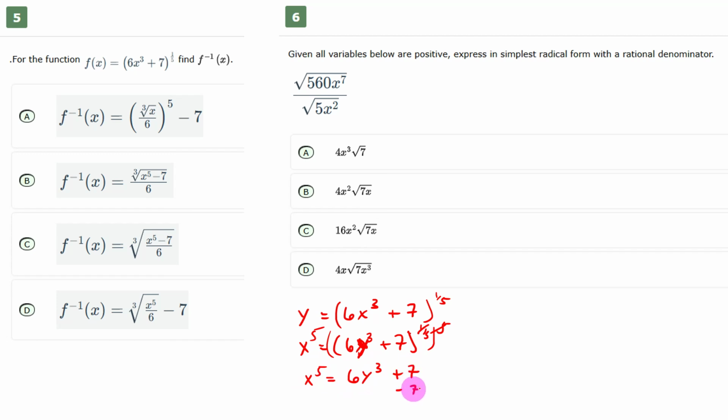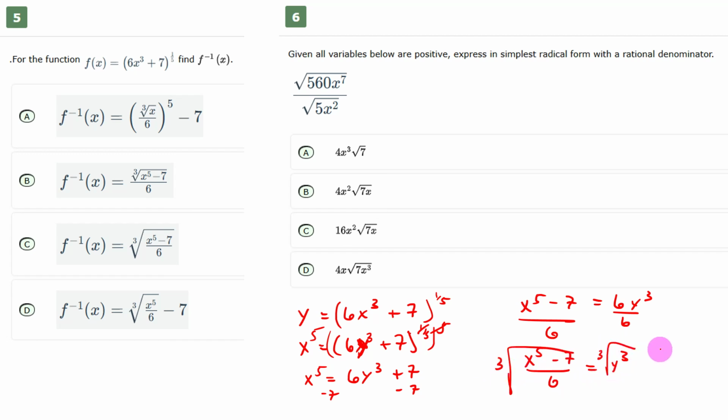I'm going to subtract 7. x to the 5th minus 7 equals 6y to the 3rd. Divide everything by 6. x to the 5th minus 7 over 6 equals y to the 3rd. Now I'm going to take the cube root of both sides. So y equals the cube root of x to the 5th minus 7 over 6. That should be our answer. Looks like it's C, right there.